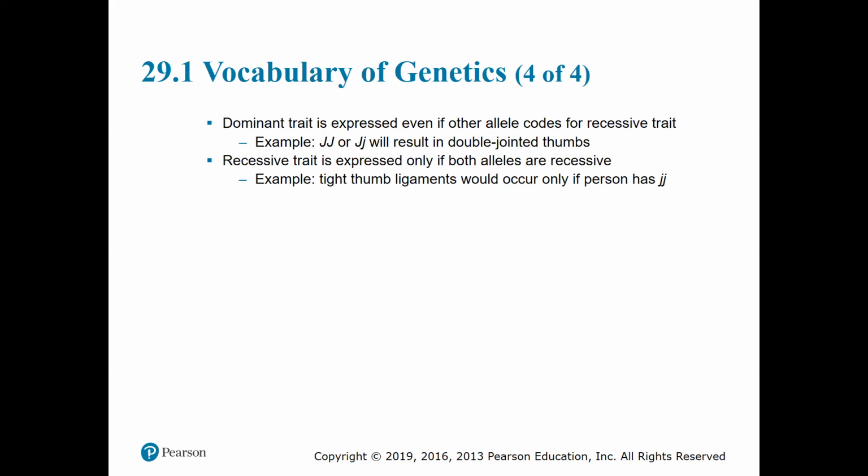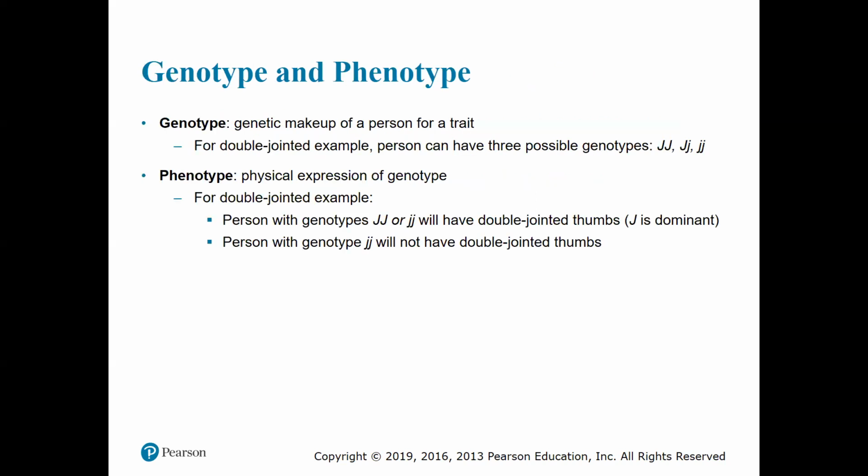Versus a recessive trait, which is expressed only if both alleles are recessive. So for our autosomal recessive disorders, both of your chromosomal pairs need to express that recessive trait to express the disease. If you have a recessive trait and the dominant trait and the disease is a recessive disease, you're a carrier, but you wouldn't actually express the disease, but you could pass it on to offspring.